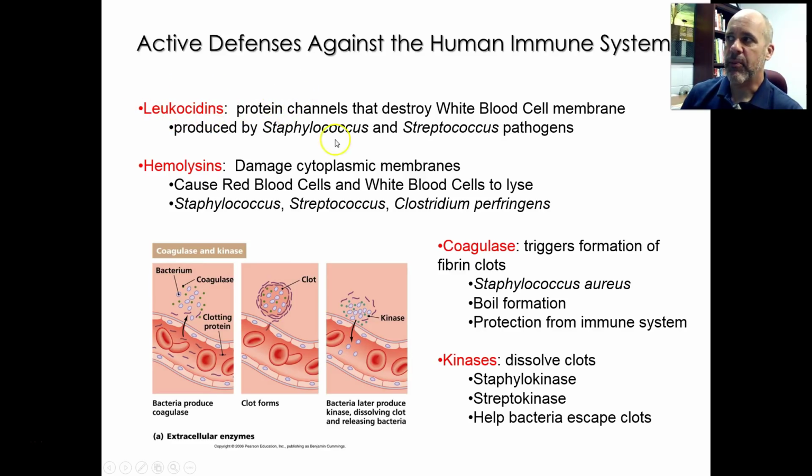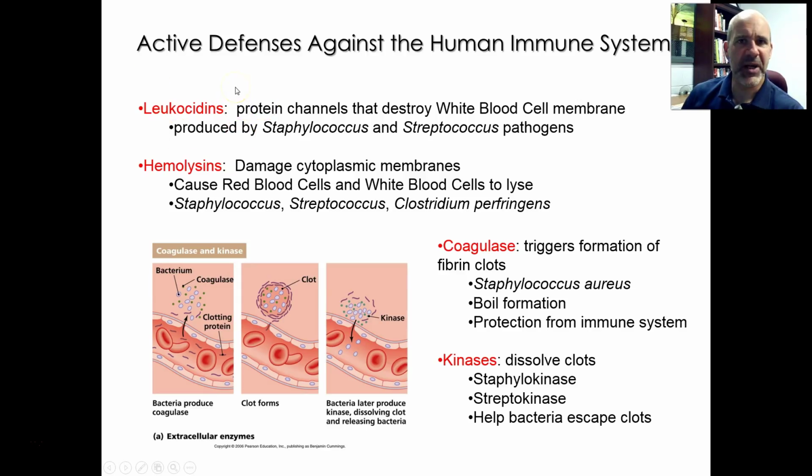Leukocidins are produced by some Staphylococcus and Streptococcus pathogens. So those are genus names of bacteria. And these are proteins, and what they do is they will embed themselves in the membranes of our white blood cells, and they create protein channels there. So they're basically hole punchers. They're poking holes in the membranes of the white blood cells, and that causes those white blood cells to die. So that's a pretty nasty kind of weapon.